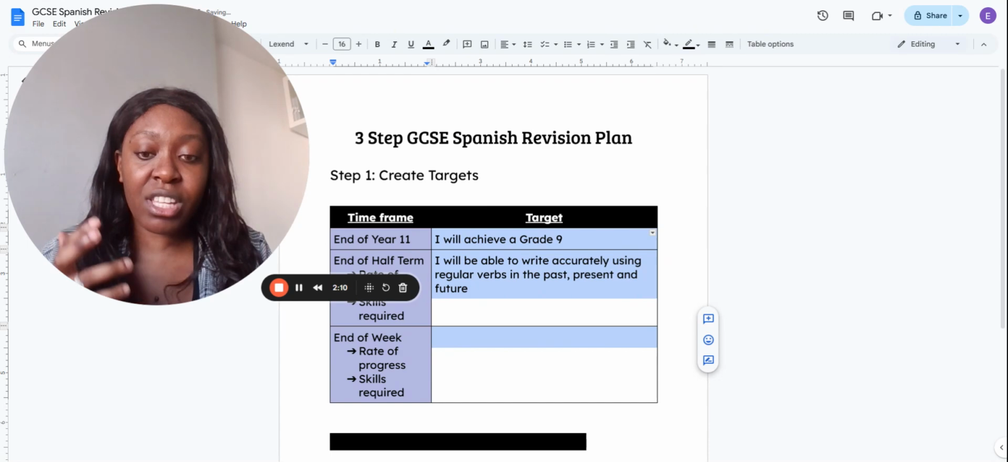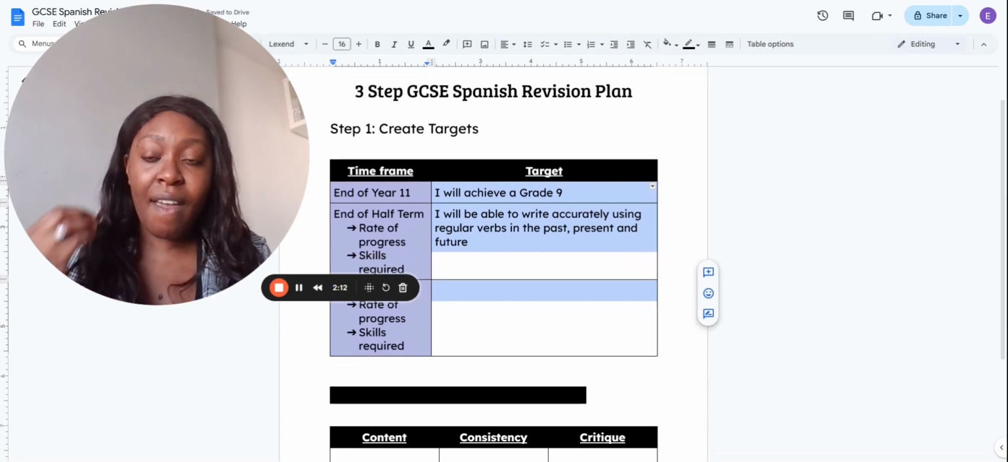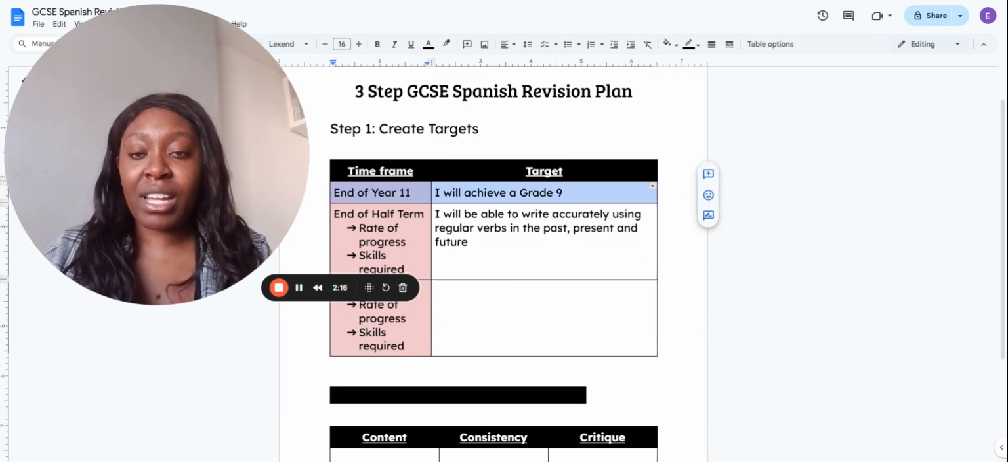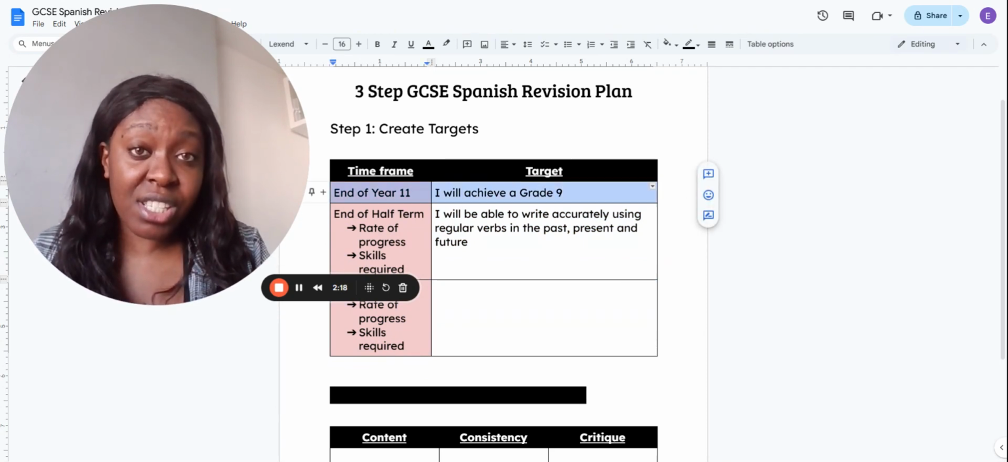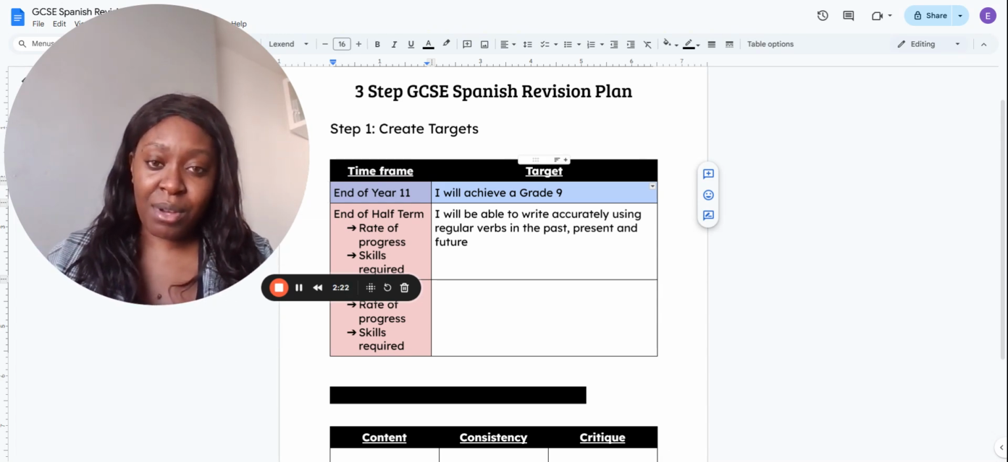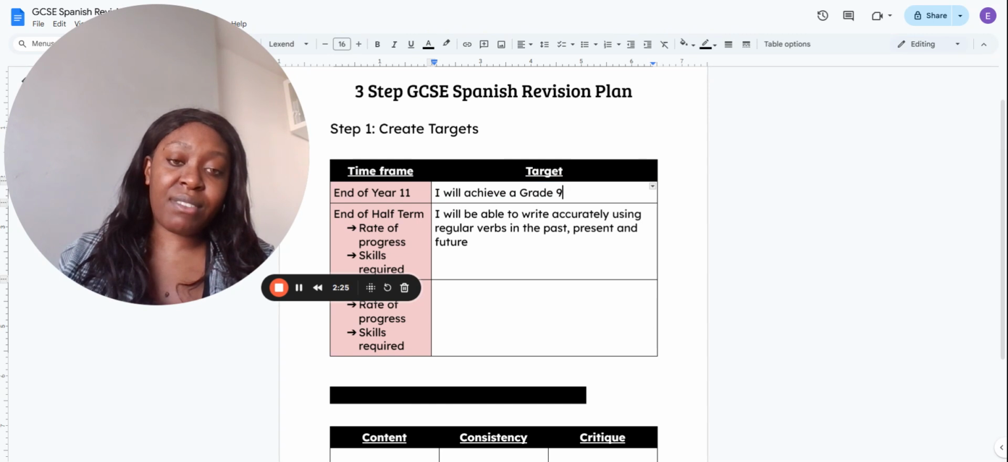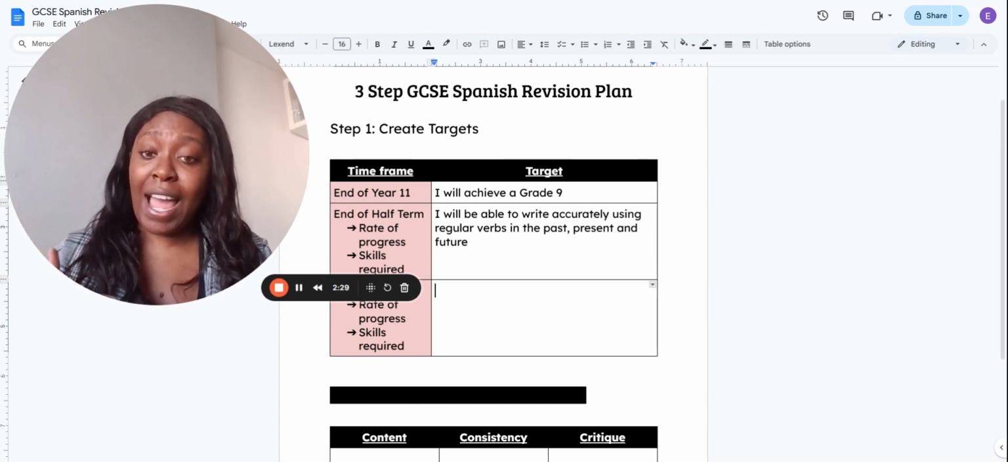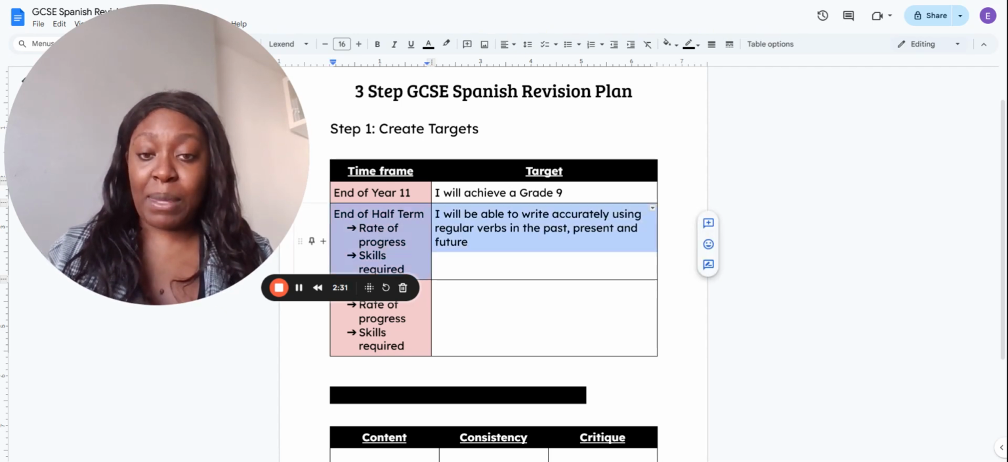There are 3 targets that your child needs to have all of the time. First, they need their end of year 11 target. Now that isn't necessarily the target that the teacher has set them. You might want more than what your teacher has set you. A lot of students say, by the end of year 11, I want to achieve a grade 9. So then you have to think, okay, from where I am, where do I need to be by the end of the half term?